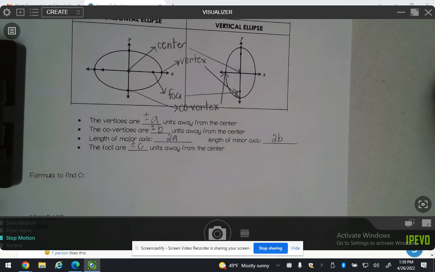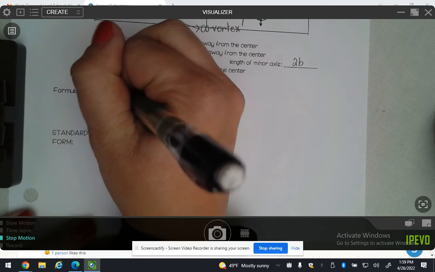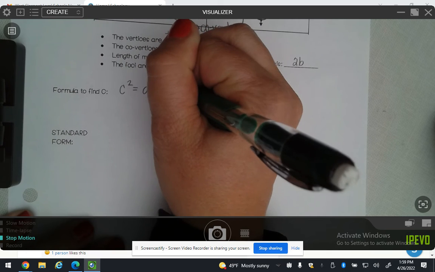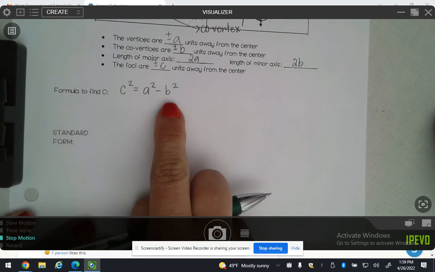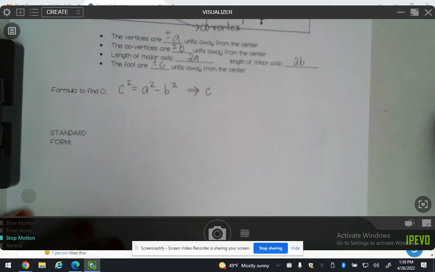Okay, now notice here, I have a formula to find c, and then I have a standard form. To find c, you will always use this: c squared equals a squared minus b squared. But you're going to need to find c. How do I find c?